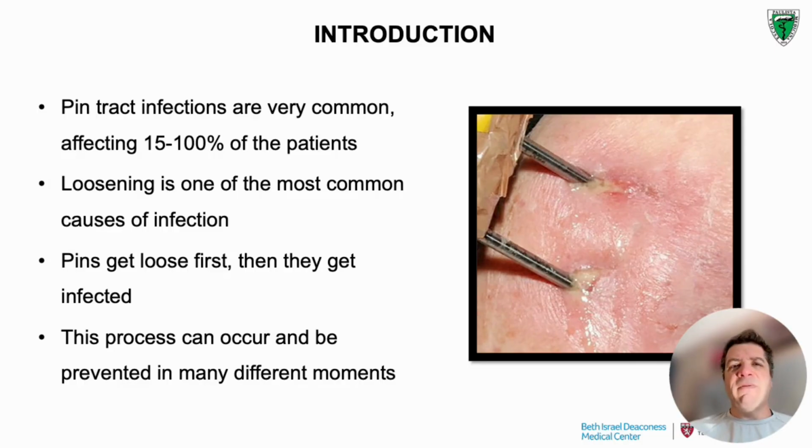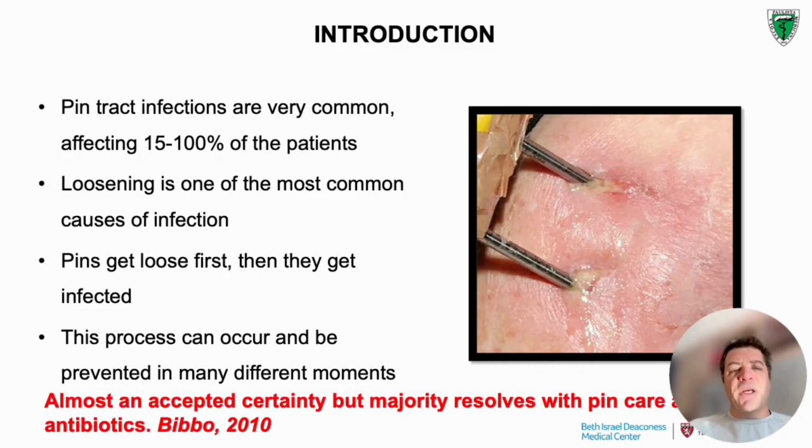And we have to remember that even though people believe that the cycle is that you get infected and then after the infection you're going to have the loosening, actually what happens is the other way around. Usually the pins get loose first and then they get infected. So that's something we have to pay attention to, to try to prevent problems and avoid treating them after they're happening. This process can occur in different phases of the treatment. If we remember that before we start treating these patients, we're very likely going to be able to avoid these complications.